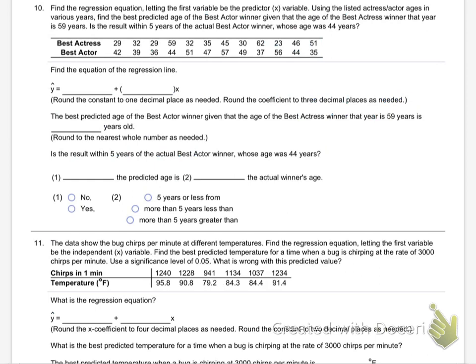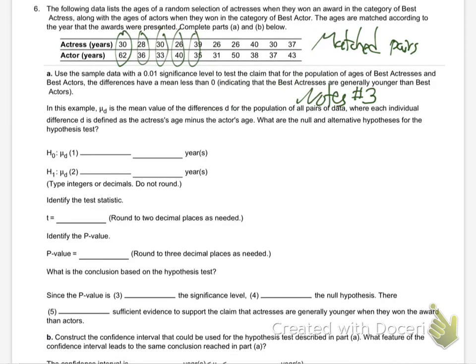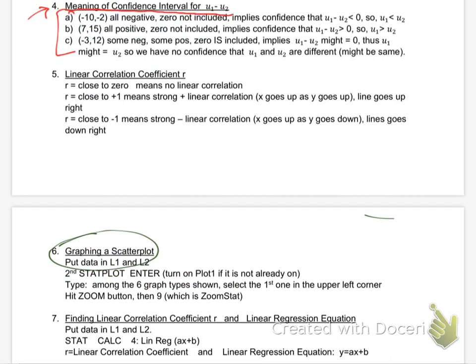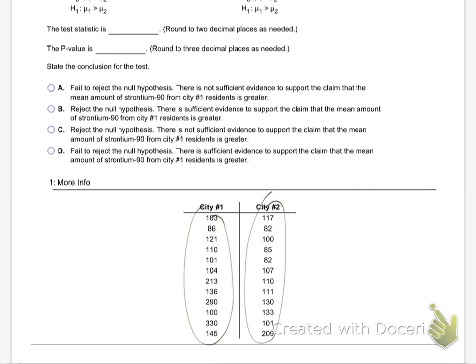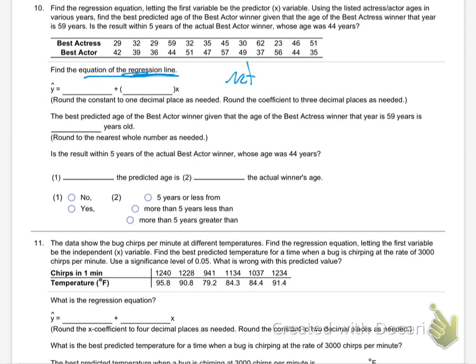Now these look matched, but it's specific, because you might think, oh, this is matched, I can do the matched pairs thing. Well, yeah, they're matched, but look what they say here. Regression line. They specifically want you to find the regression line. So how am I going to find the regression line? Equation. Let's go back to the notes. Finding linear correlation and linear regression equation. There it is, notes number 7. So look for these key words when you're taking the actual exam, or any of these exams.